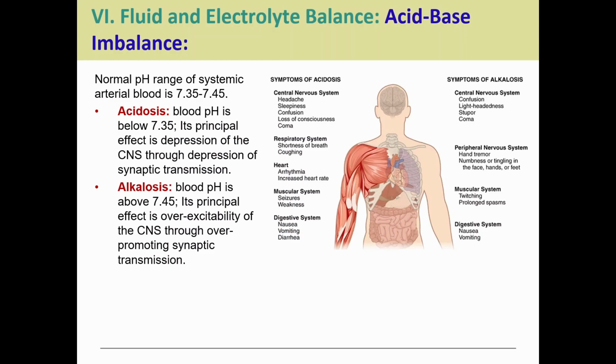This is going to depress the central nervous system. Alkalosis is going to cause overexcitability. So we have some opposites there. Now in acidosis, besides the central nervous system stuff, we're also going to have shortness of breath, arrhythmia, an increased heart rate, seizures, weakness, nausea, vomiting, diarrhea. On the alkalosis side, we have confusion, hand tremors, numbness or tingling in the hands, feet, or face. We have muscle twitching and spasms, and then of course nausea and vomiting as well. So there's some overlap with the symptoms of both of these.